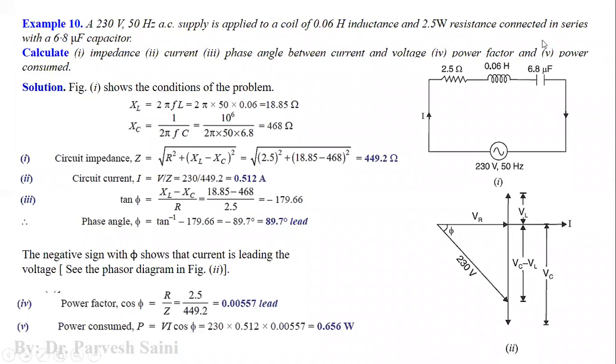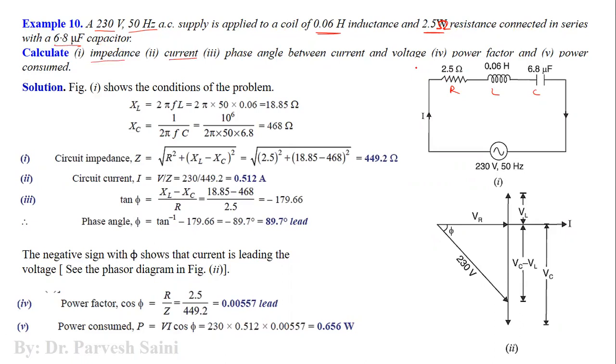Now let us come to the next example. It has already been solved here for the convenience and to save time also. So in this particular example, a 230 volt AC source is given, which is of 50 hertz frequency, and this is related to an RLC circuit, right? There is a coil which is of this much Henry, and then we have a resistance of 22.5 ohm, and we have a capacitor which is 6.8 microfarad, right? So we have to find out the impedance of the circuit, current, phase angle, and all that.